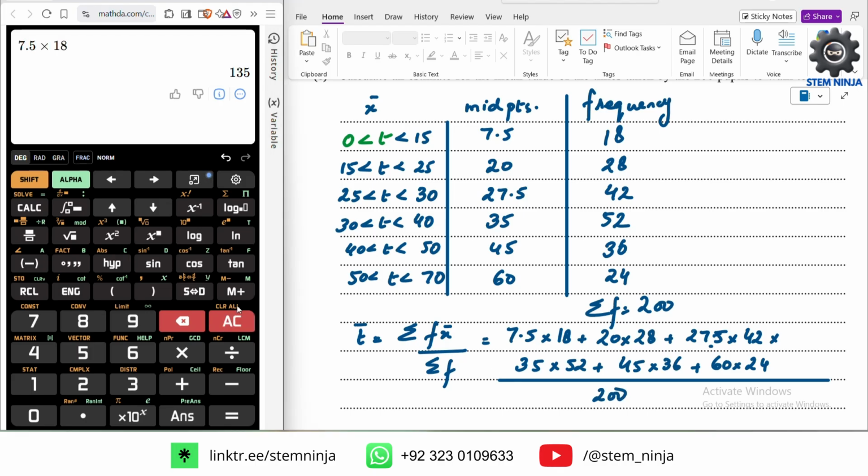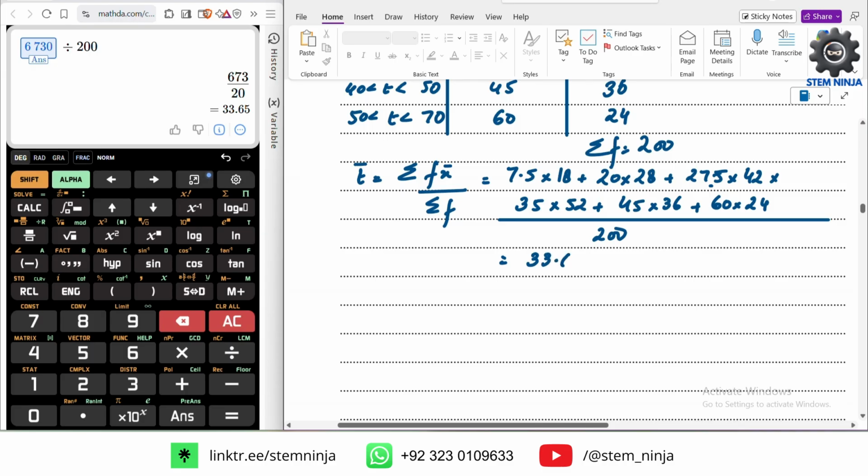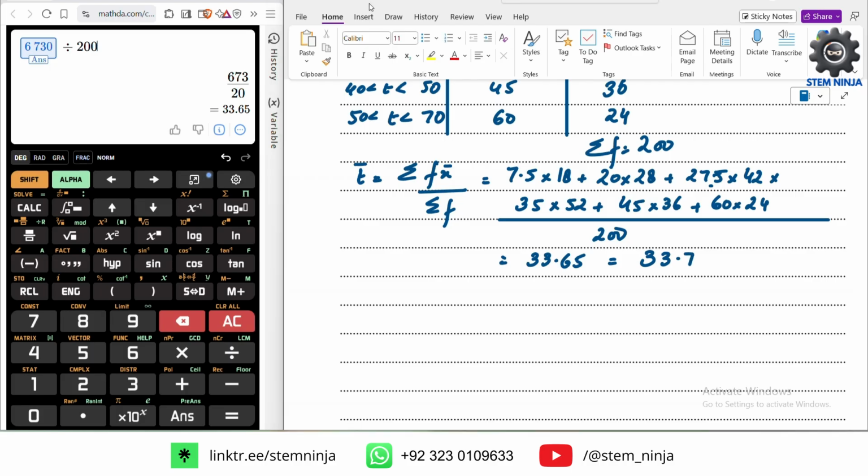7.5 times 18 plus 20 times 28 plus 27.5 times 42 plus 35 times 52 plus 45 times 36 plus 60 times 24, divided by 200. So 33.65, so 33.7 you can say. Alright, so that is for this question. Let's move on to the next one.